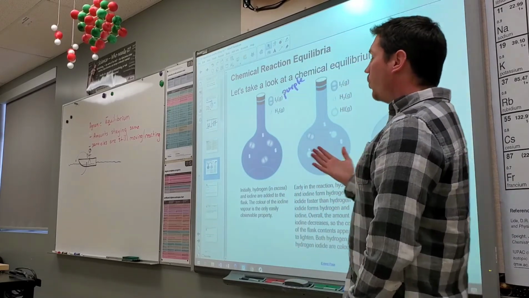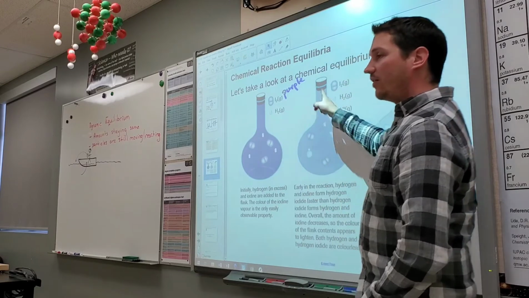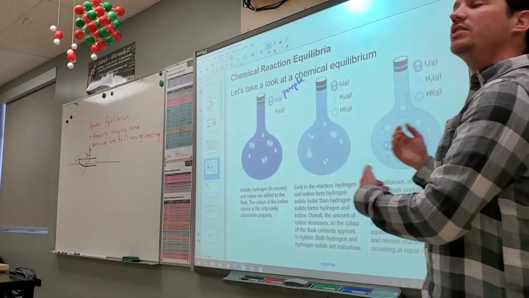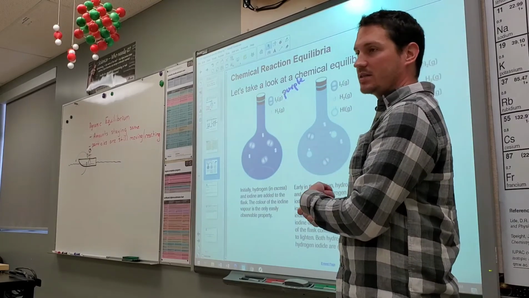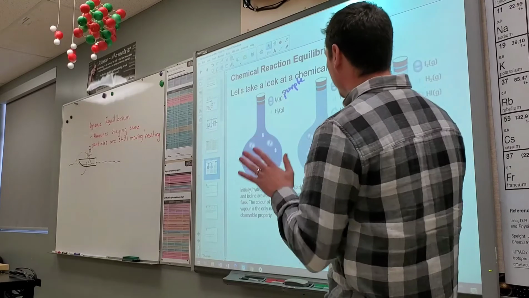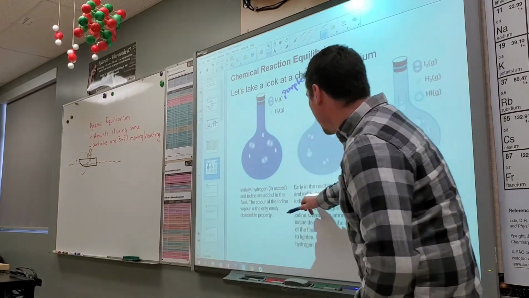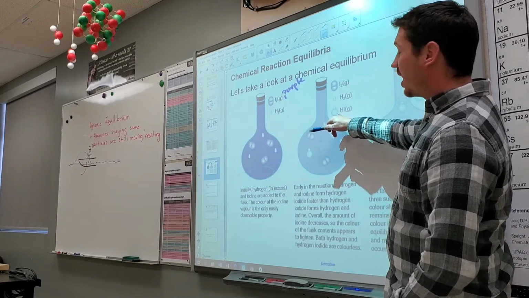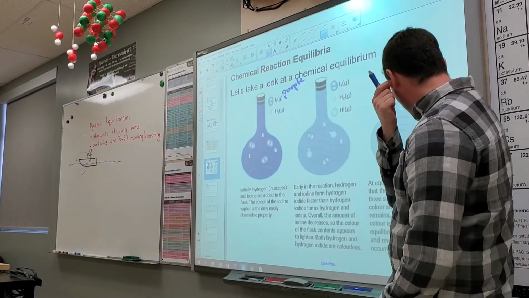Okay, so what's going to happen to the color of our flask as we use up some iodine? Yeah, it's going to start to become a little bit more colorless. That sounds stupid, a little bit more colorless is oxymoronic, but hopefully you understand what I mean. Early in the reaction, hydrogen and iodine form hydrogen iodide. Hydrogen iodide is colorless. It has no color.